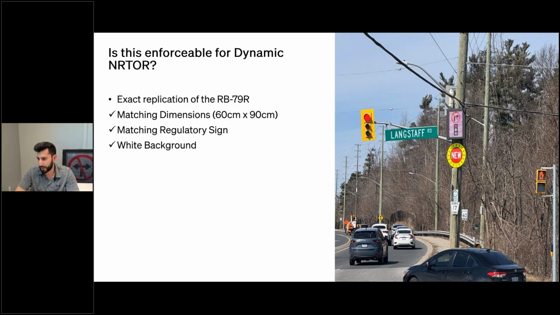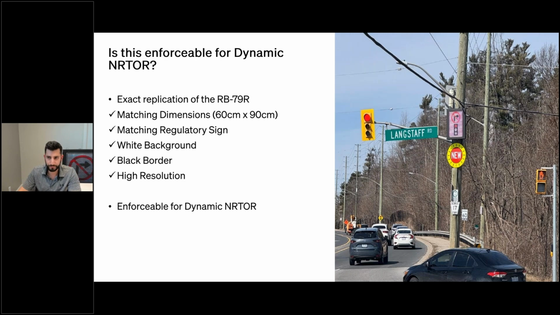It includes the white background, includes the black border. If you really want to look in there, there's a very slight black border there. It's a high enough resolution, so there's no ambiguity in what the sign is saying to drivers. And according to the Region of York, this is enforceable for dynamic no right-hand turn on red.